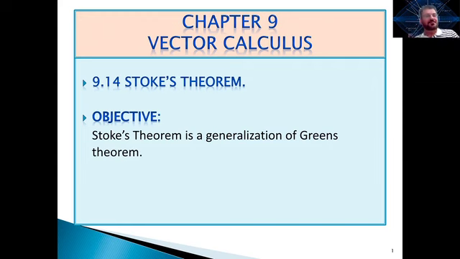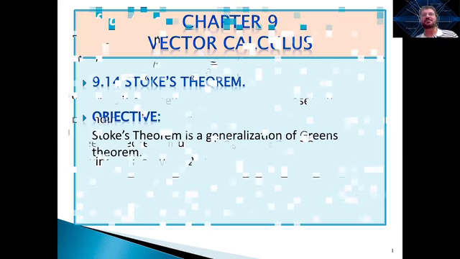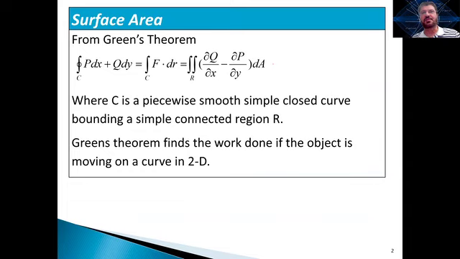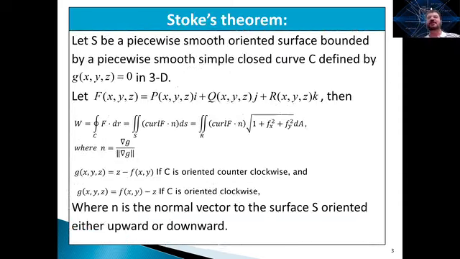Green's theorem, here it is. Remember, this is Green's theorem. This is how we find the work done on an object if the object is moving in two-dimensional space. Why two-dimensional? Because this is a two-dimensional space. It's moving on the ground, isn't it? Now, in Stokes' theorem, we need to find the work done on an object that is moving in three-dimensional space.